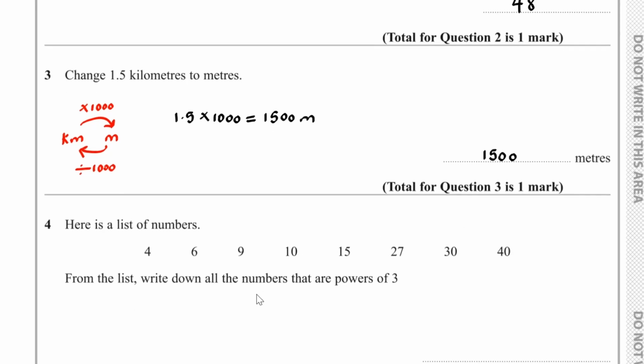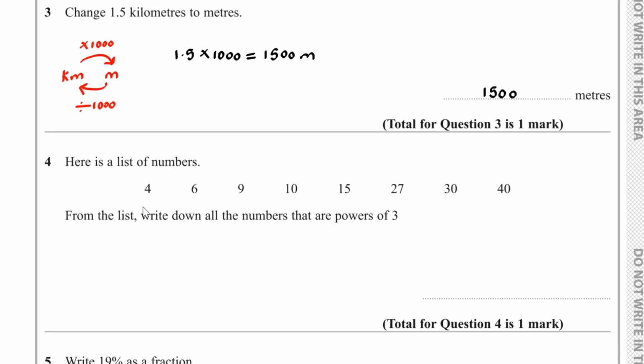Question number 4. Here is a list of numbers, and from the list we have to write down all the numbers that are powers of 3. Well, you'll notice over here 3 squared is equal to 9. So therefore 9 is a power of 3. You'd also notice 3 cubed is equal to 27. So therefore 27 is also a power of 3. So we have 9 and 27.